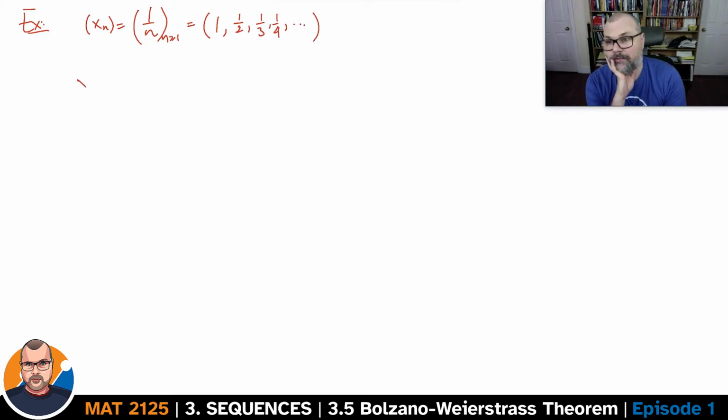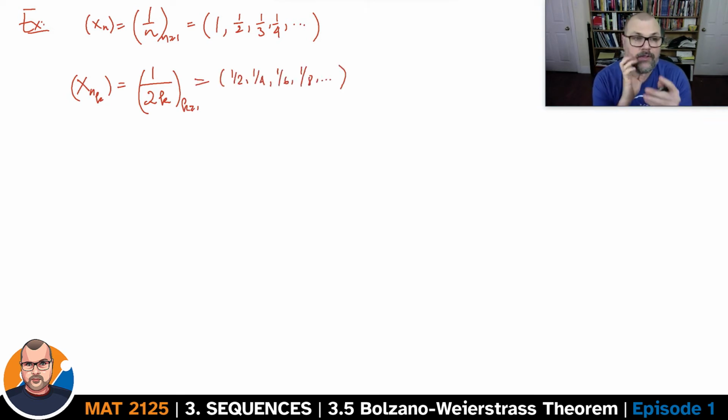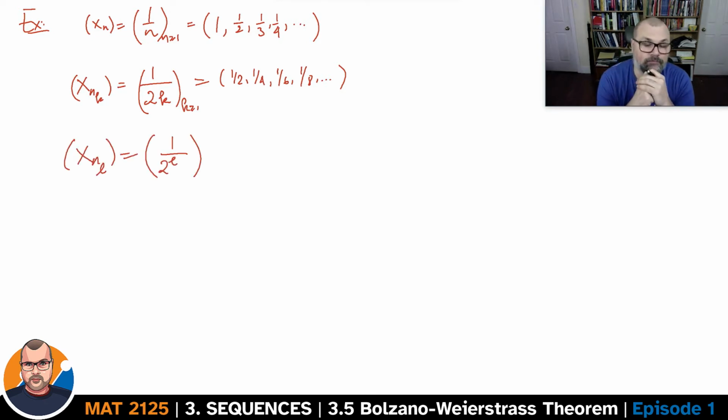The sequence 1 over 2k, where k varies from 1 to infinity, is going to be a sequence of harmonic numbers where you only keep even denominators. And that is a subsequence of x_n. The sequence 1 over 2 to the power l, where now l is the variable that varies from 1 to infinity, 1/2, 1/4, starts the same way, but eventually goes another way. It's also a subsequence of x_n.